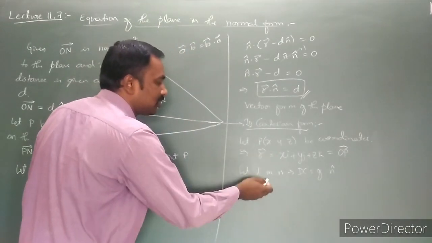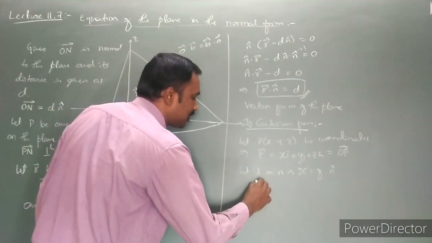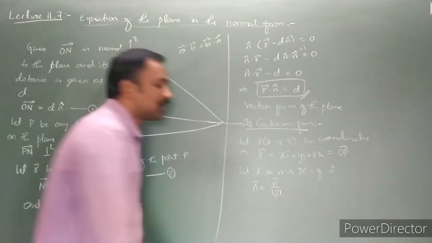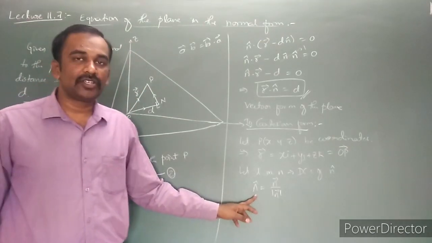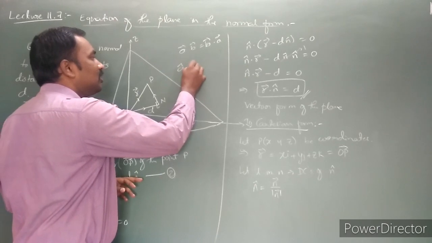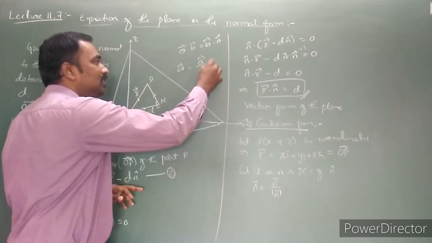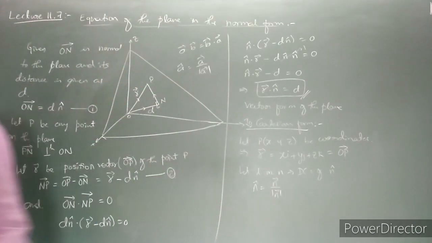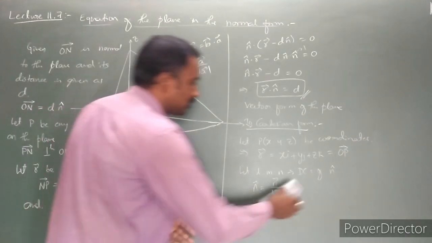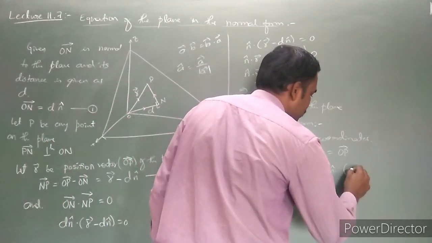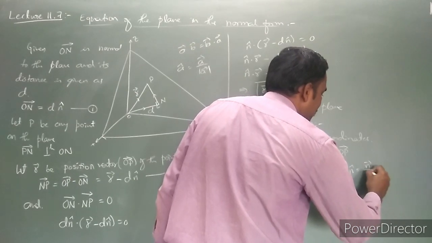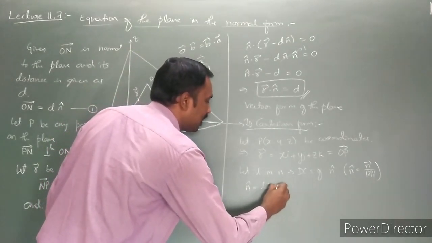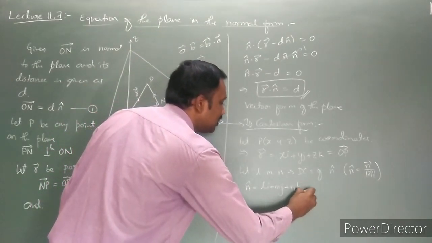Then what can we get? The unit vector can be written as n cap is equal to n bar divided by the magnitude of n bar. We know this formula in vector algebra: the unit vector of a is a bar divided by the magnitude of a bar. Just replace it. So we can write the unit vector as li plus mj plus nk.